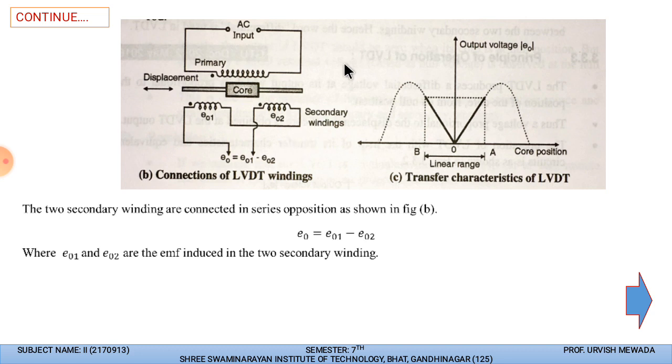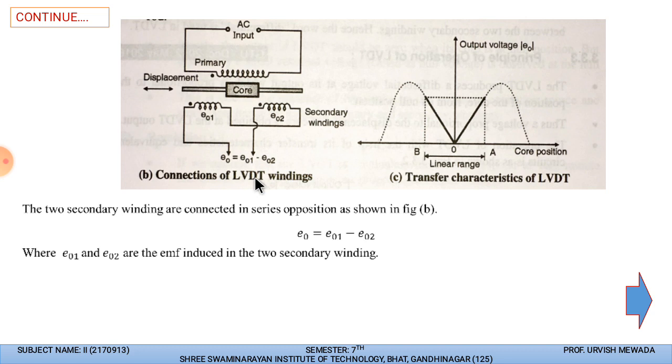Don't make a mistake while you draw this winding connection. Mainly students make this mistake: they do not show the windings in differential manner. And one thing you should keep in mind is that LVDT has different applications. So read carefully what question is asked and what function is asked for the LVDT. If the question says explain LVDT, then you can explain LVDT for displacement measurement.